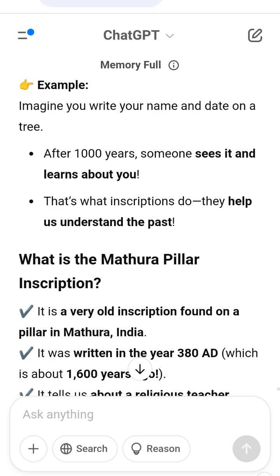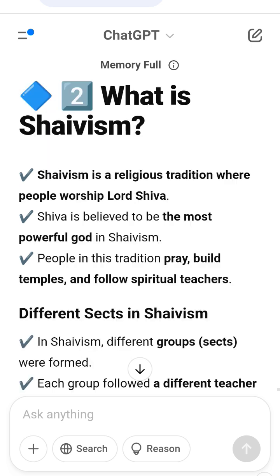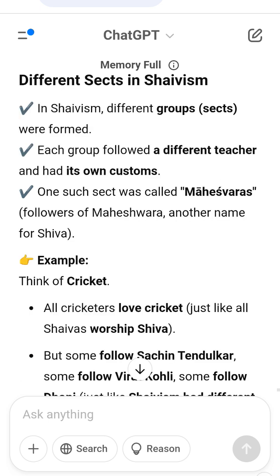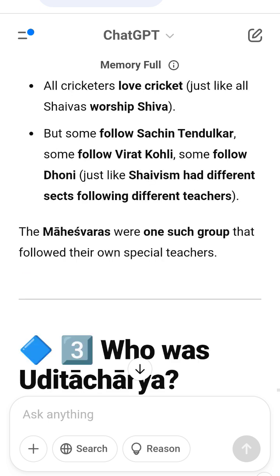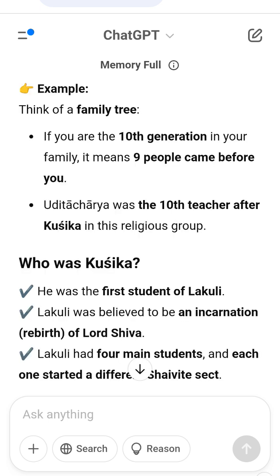6. What was the purpose of this monument? Uditacharya did not build it for his own fame. He built it so that future generations of Maheshwaras would worship and take care of it. He wanted the Maheshwaras to see it as their own property and maintain it. Example: imagine a teacher builds a school and tells students, "This school is not for my personal fame. It belongs to all students and they must take care of it." This was exactly Uditacharya's message to his followers.